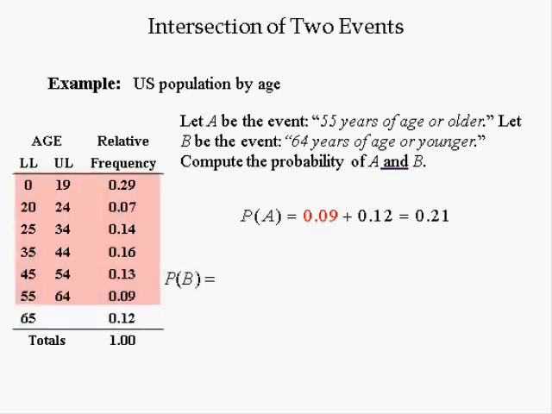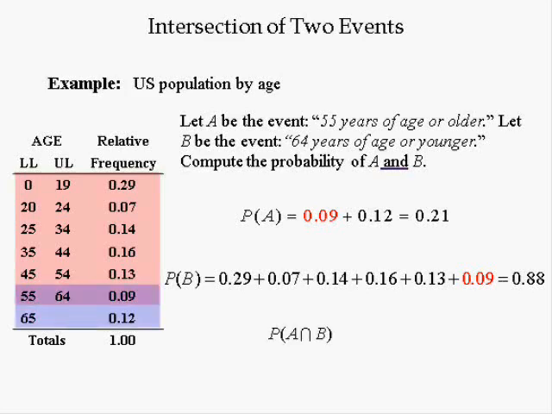The pinkish box identifies the sample points in event B and the sample point probabilities. The probability of B is the sum of its sample point probabilities, which is 0.88. The darkest box is the overlap of the two events. This box identifies a sample point that is in the intersection of A and B. The probability of A and B is 0.09, which is why we have this in red and that in red.